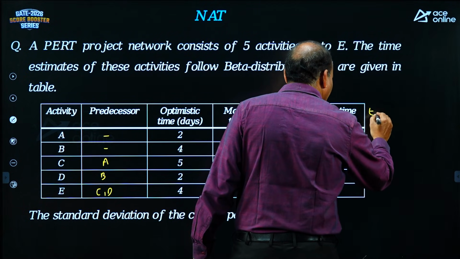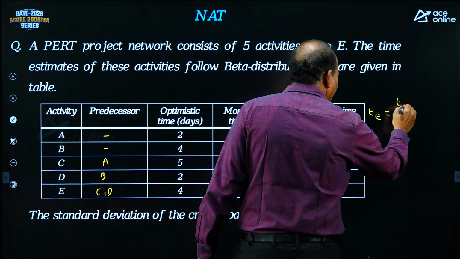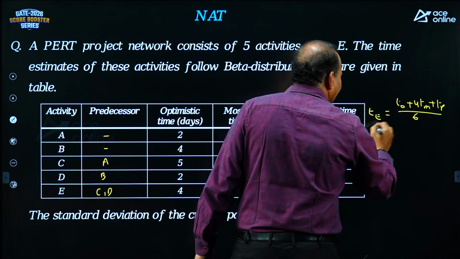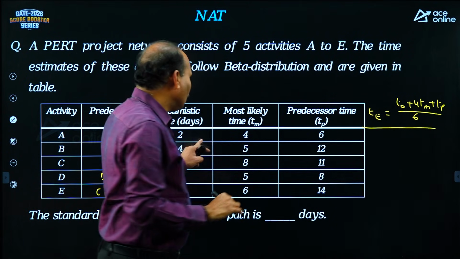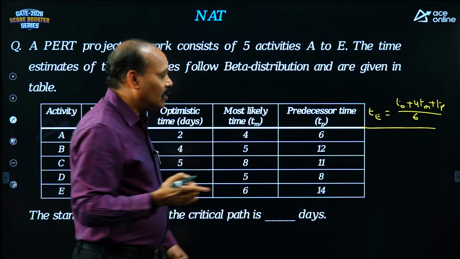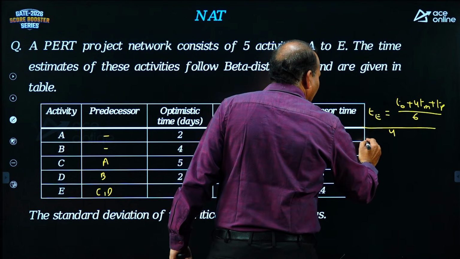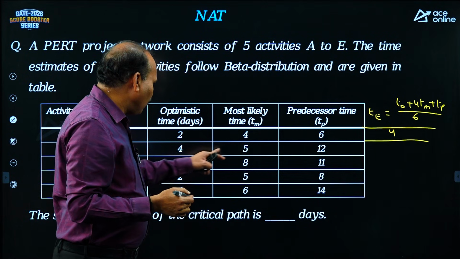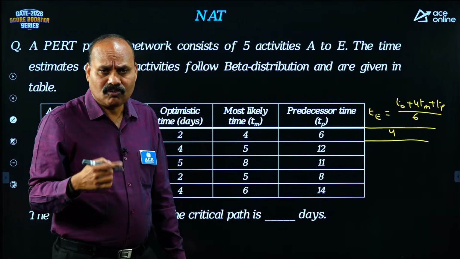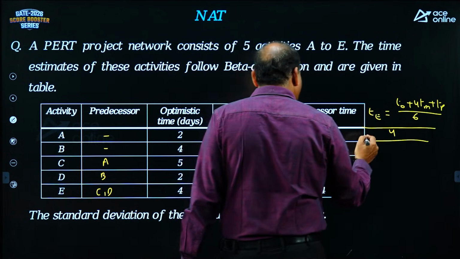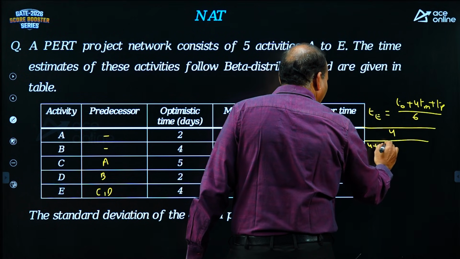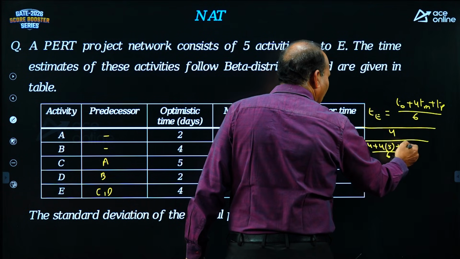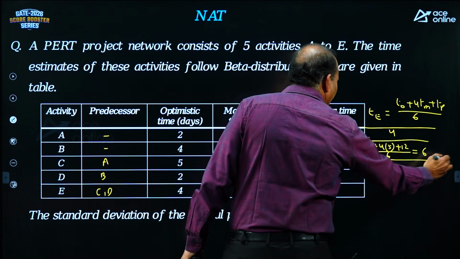What is the formula for TE? TE is equal to T naught plus 4Tm plus TP by 6. What is TE? Expected duration of activity. So 2, 4, 6 in series, directly you can take the middle value 4. If the values are in arithmetic series, even if you use the formula, you will get the same answer, 4. Next, 4, 5, 12, not in series. Not in arithmetic progression, so you can make use of the formula: 4 plus 4 into 5 plus 12 by 6. 24, 36, means 6 we are going to get for this.